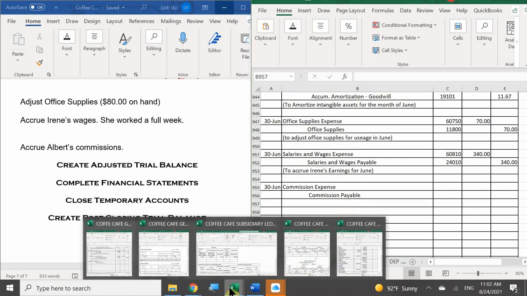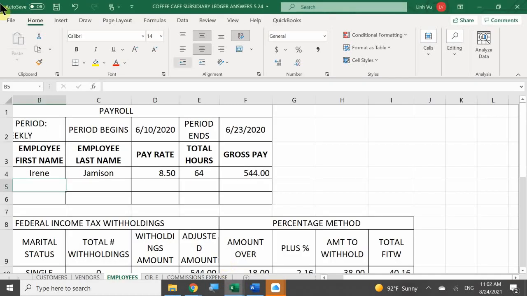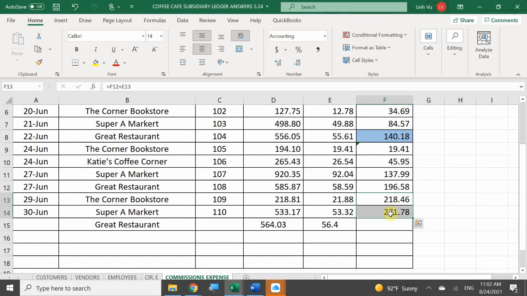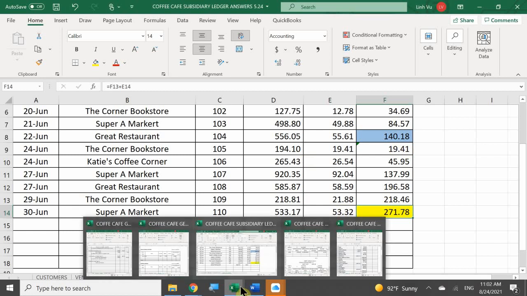So that's another reason why we have the subsidiary ledger, so we can actually pinpoint how much Albert has earned so far. So commissions, right? Here I'm going to highlight this number right here. So he's earned so far $271.78. Okay, that's so far what he's earned in the month of June. Okay, 2,778.